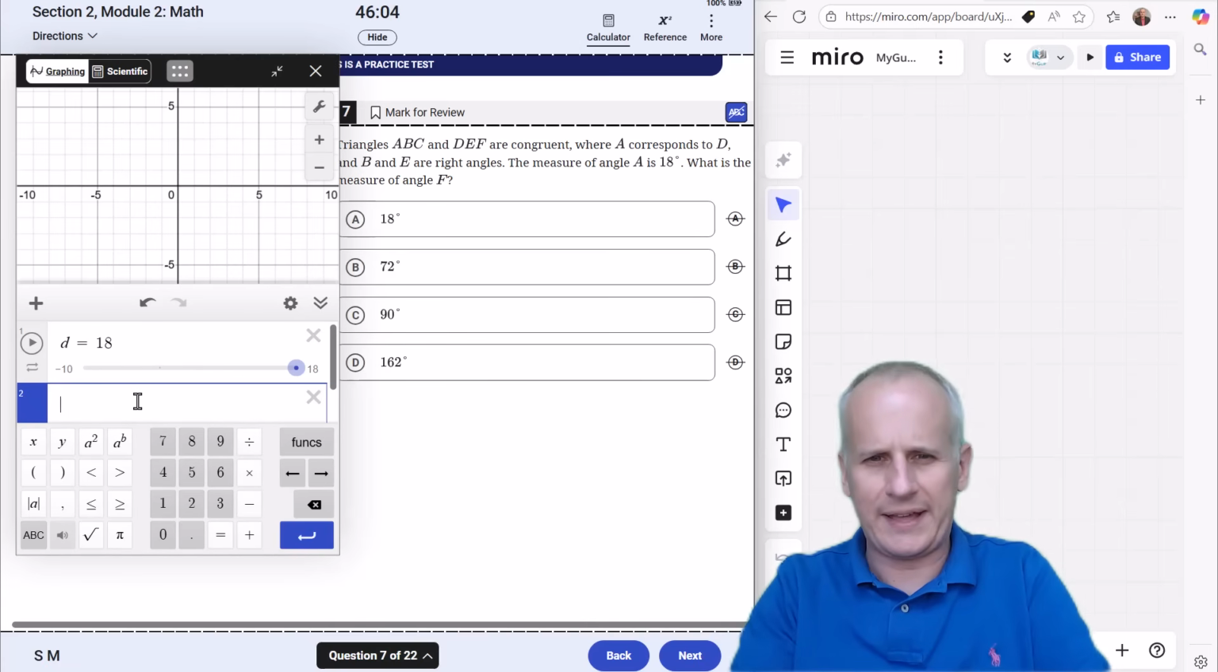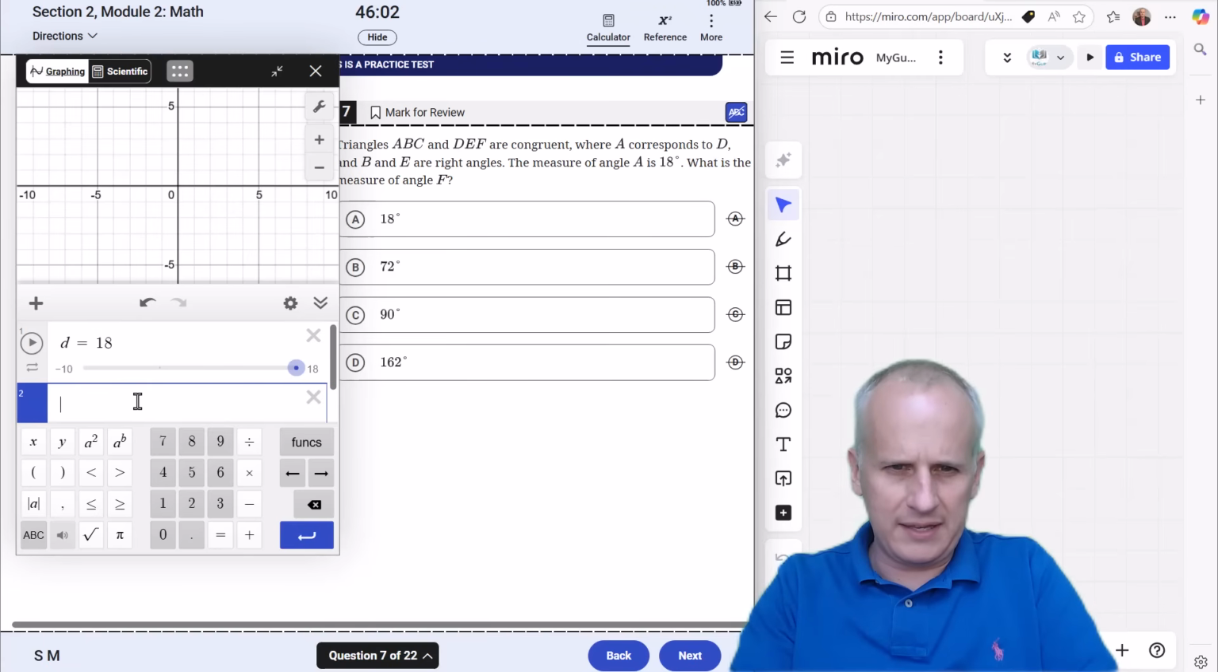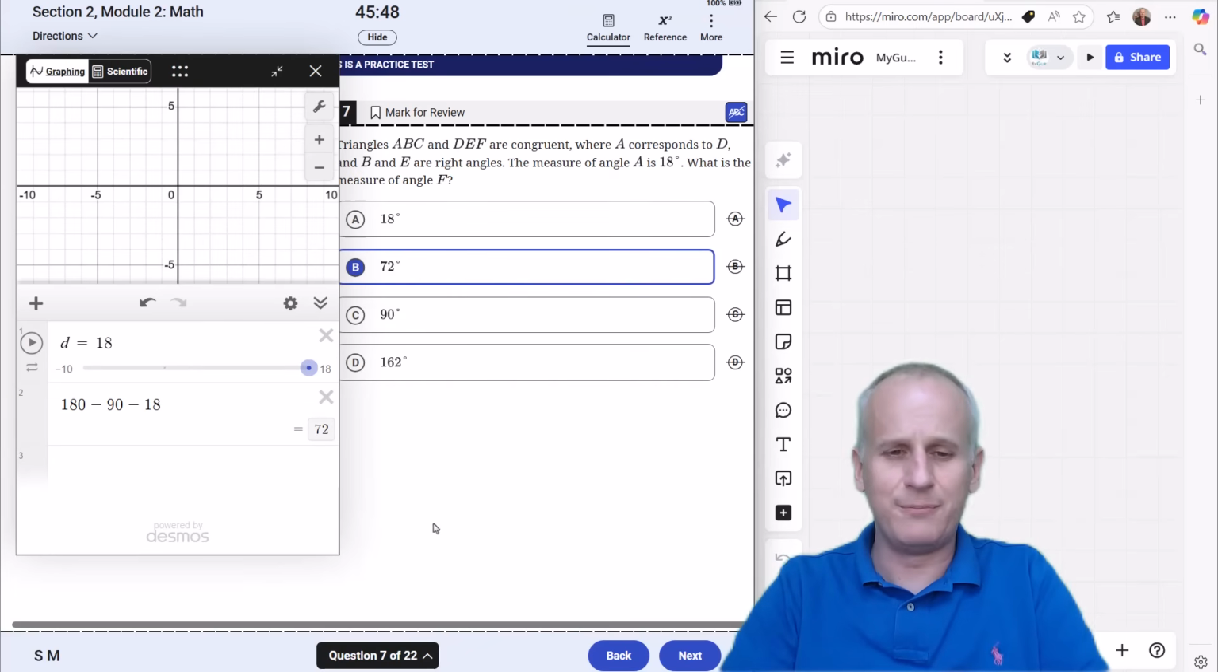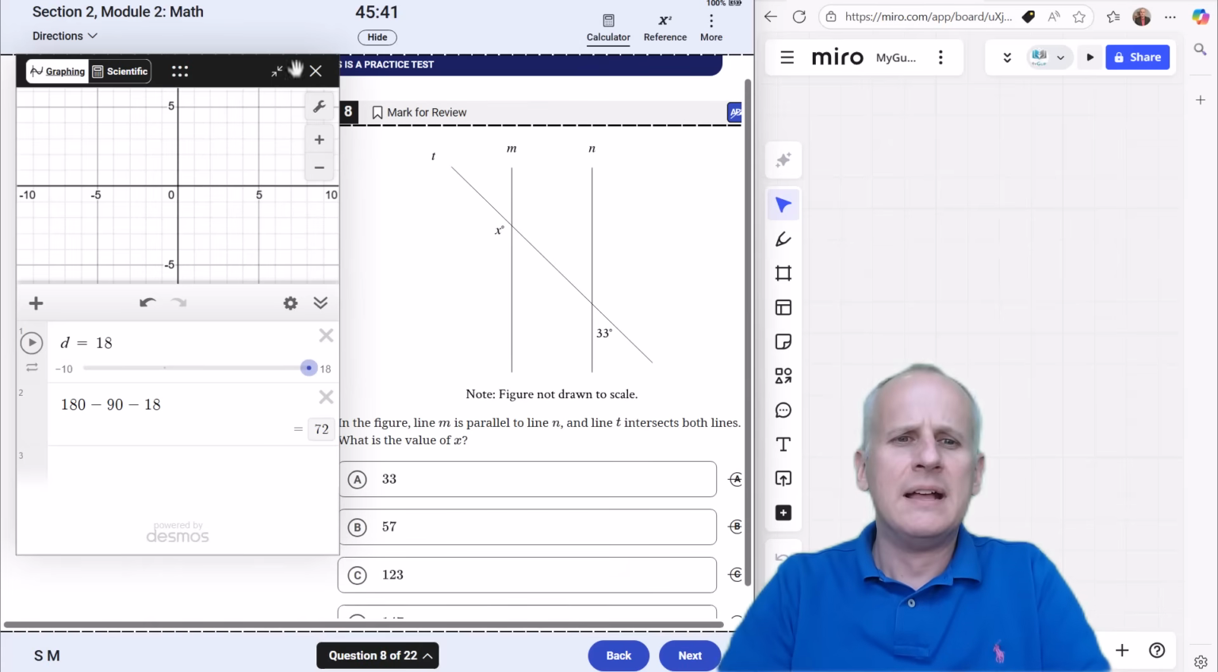And then we know that E is going to be a right angle, so that's just a 90-degree angle. So I know that F is going to be equal to just 180 minus the degree measurements of the other two angles, which are 90 and that 18, which gives me my answer of 72. Be organized, work through the problem, and hopefully you can make quick work of something like number 7.